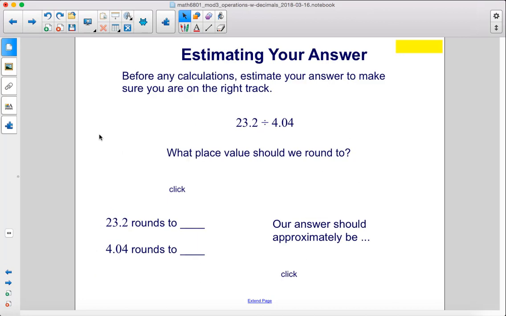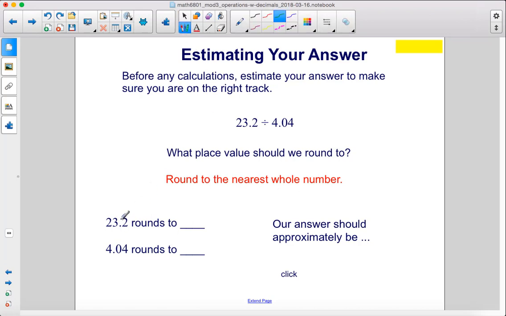Before any calculations, estimate your answer to make sure you're on the right track. 23.2 divided by 4.04. What place value should we round to? Let's round to the nearest whole number. So 23.2 rounds down to 23, and 4.04 rounds to 4. So our answer should be approximately 5.